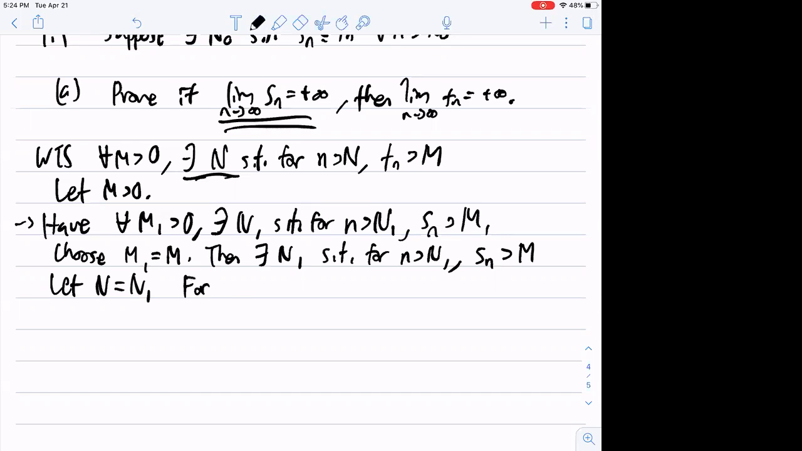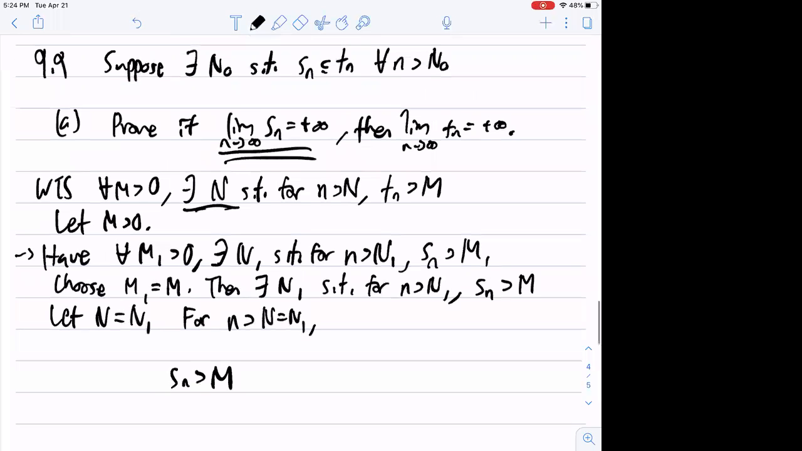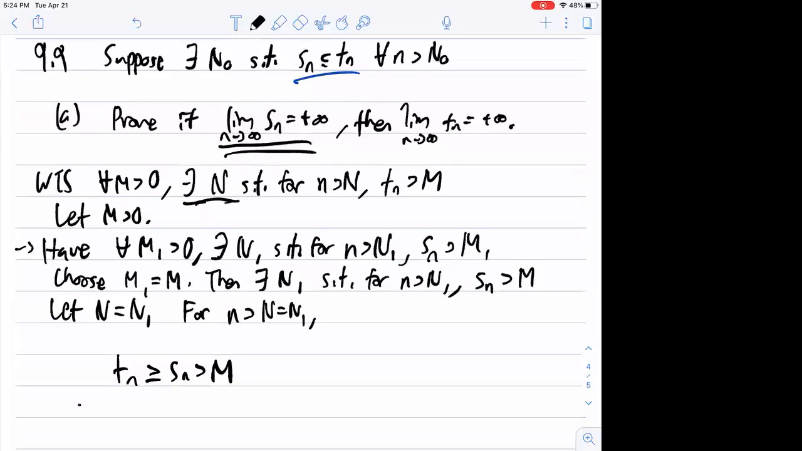And what you'll see is, for n bigger than N, which is n1, we have that the part I just wrote held, right? But Sn, by assumption, is smaller than or equal to Tn, right? So this is smaller than or equal to Tn. And by the transitive property, Tn is bigger than m, right? So we just showed it, and then we're done, right? So hopefully it's not that bad. It's just using the definition.